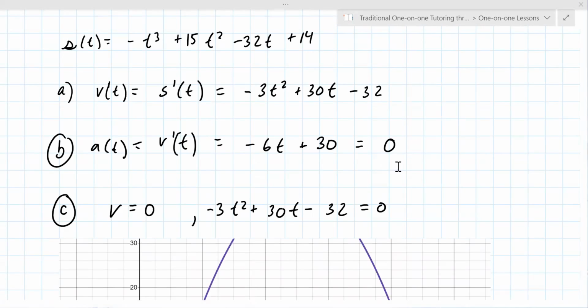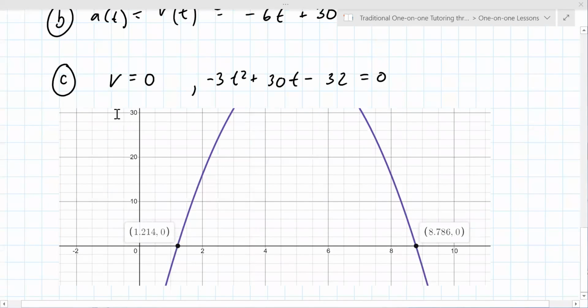So it's at rest there. Now this is the V graph. We should talk about a few things on this V graph because obviously this connects back here. So V is positive in this window, right? Wait, I'm sorry, the particle is at rest at 1.214 and 8.786. Okay. Yes.